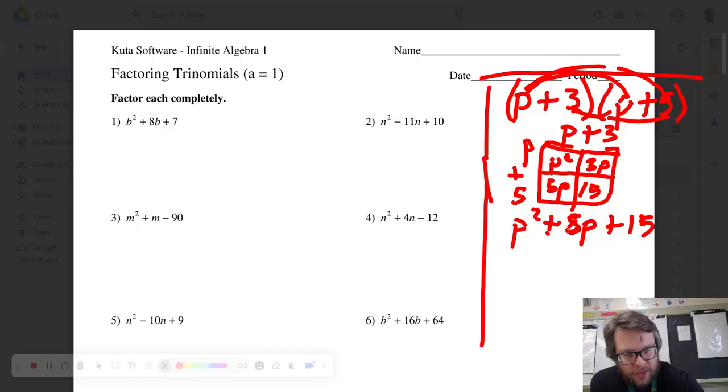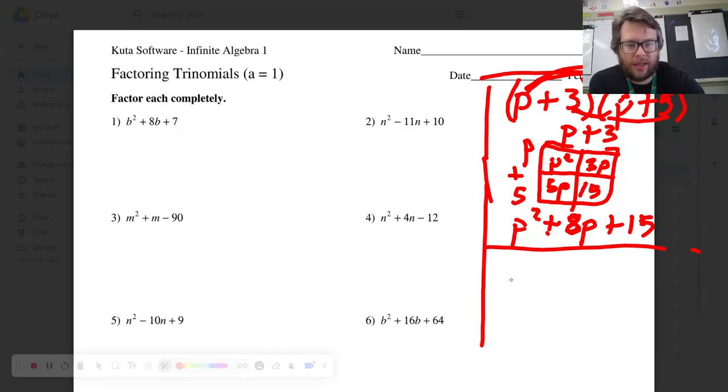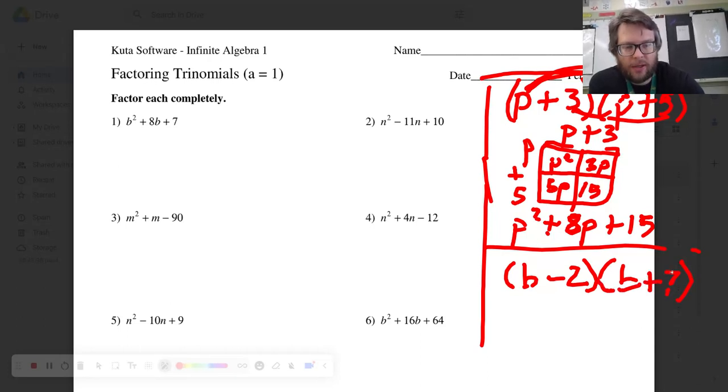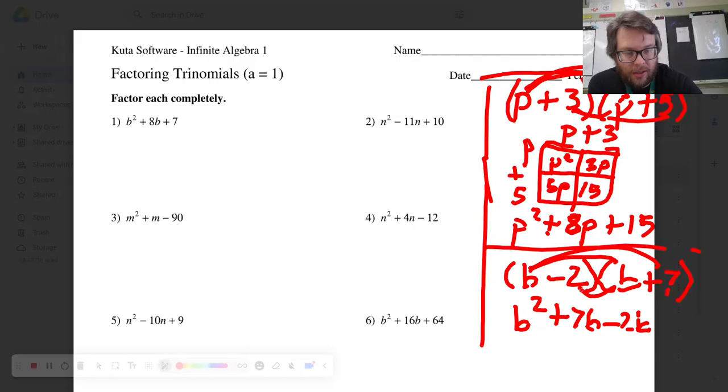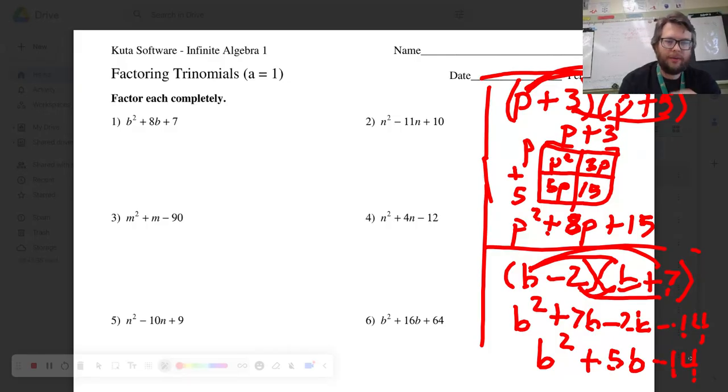Okay? It's also good to do one example maybe that has some negatives in it. So let's look at another example, something like b minus 2 and b plus 7. If I distribute that, I get b times b, b squared, b times 7, 7b, negative 2 times b, negative 2b, negative 2 times 7, negative 14. Add those up, and I get b squared plus 5b minus 14.